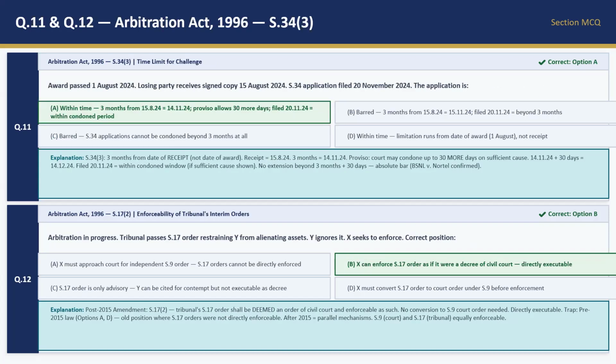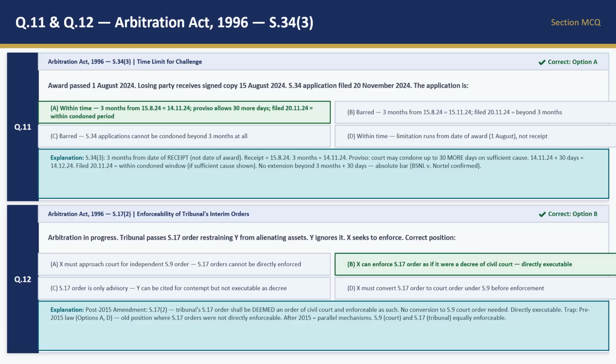Time limit for challenge under arbitration. The award was passed on 1st August 2024, but the losing party received the signed copy on 15th August, and the section 34 application was filed on 20th November. So here we have to see whether it was filed after 3 months or not. The application here is within the prescribed period of 3 months from 15th August 2024. So anytime up to 14th November he can file.